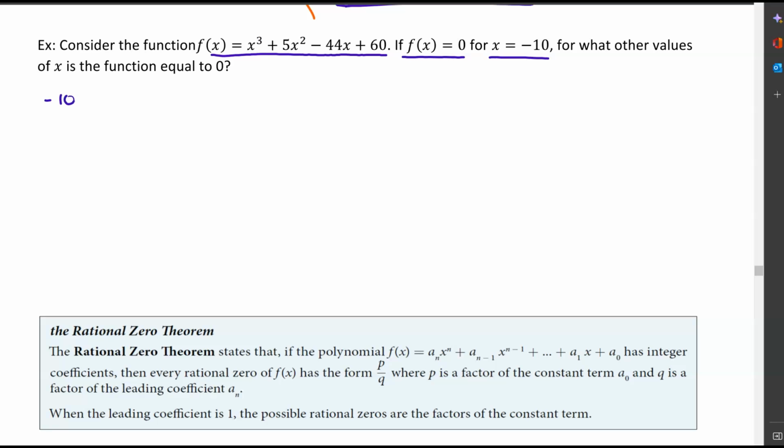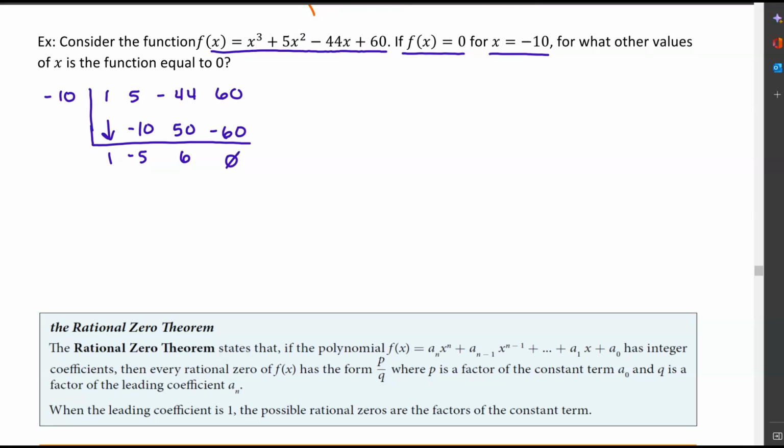So we're going to have negative 10. Let's write out our values and make sure there are no gaps. So I have 1, 5, negative 44, and 60. Negative 10 times 1 gives us a negative 10. 5 and negative 10 is a negative 5. Negative 10 times negative 5 gives me a positive 50. 50 and negative 44 gives me a positive 6. Negative 10 times 6 gives me a negative 60, and I get a 0. So I got a 0 as a remainder, which means it is a factor.